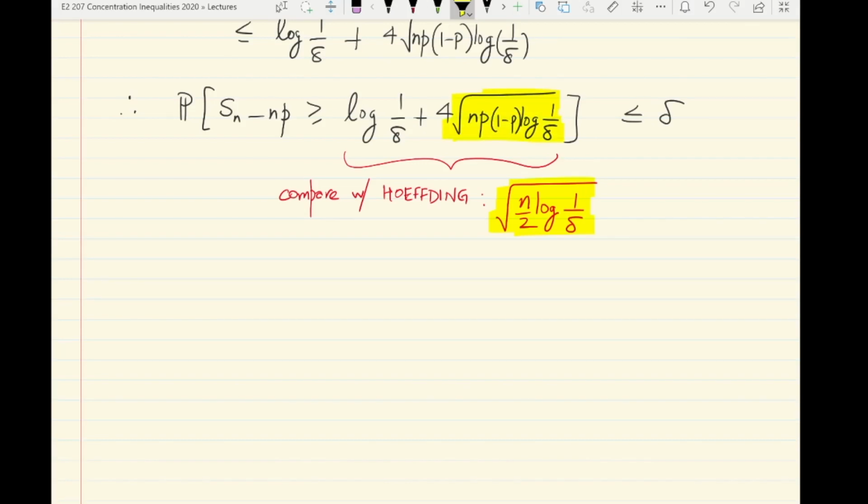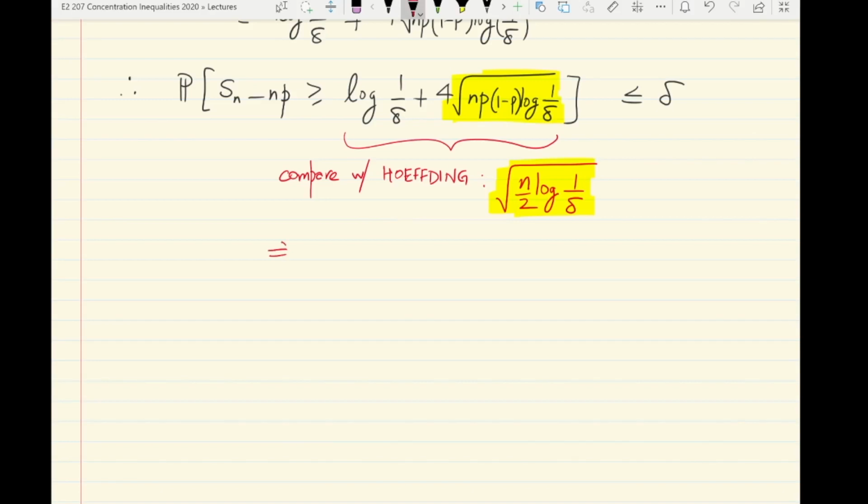If each of the Bernoulli variables xi have very small variance, then one could actually gain by reducing the deviation from Hoeffding, which is of order square root of n, to something of order square root of n times the variance of each Bernoulli. So this implies that we gain when p into 1 minus p is small.